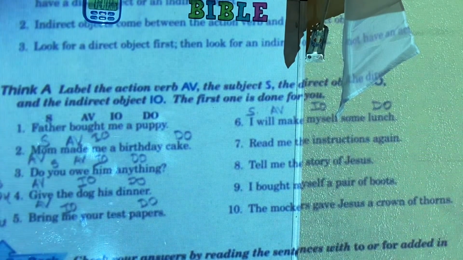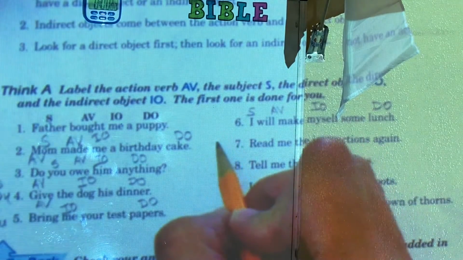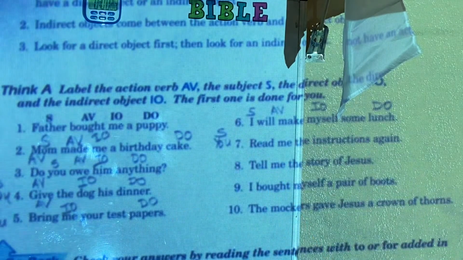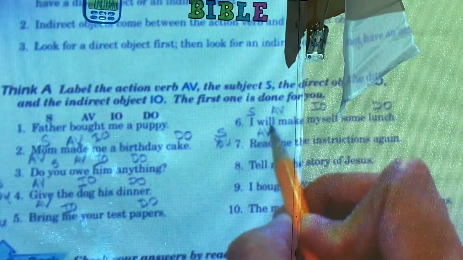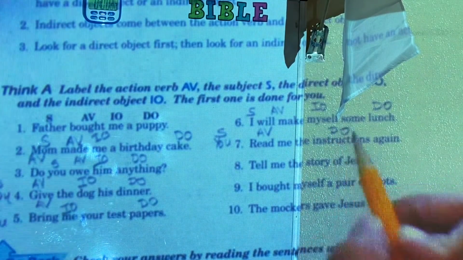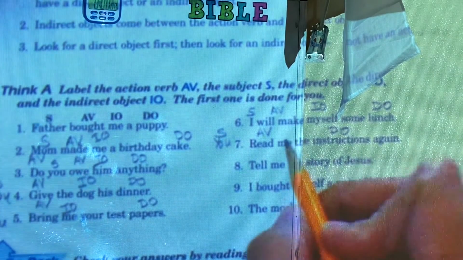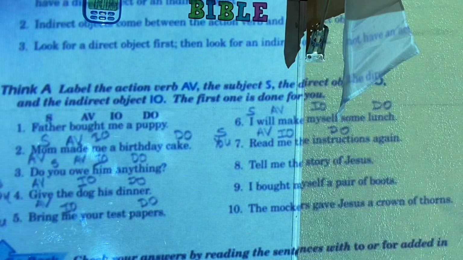Number 7, read me the instructions again. Who am I talking about? You. You read me the instructions. So you is the subject. Read is the action verb. What are you going to read? The instructions. That's the direct object. And who are you going to read to? Me. So me would be the indirect object. Okay?